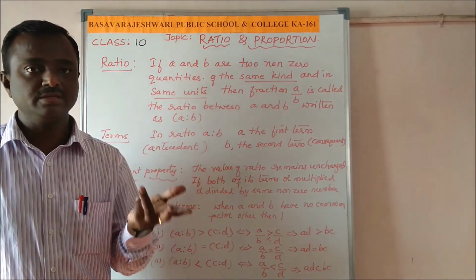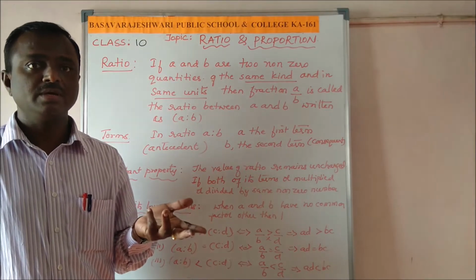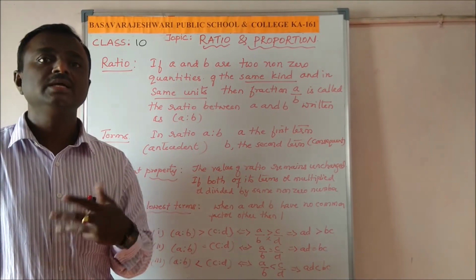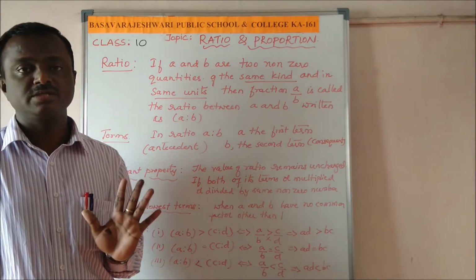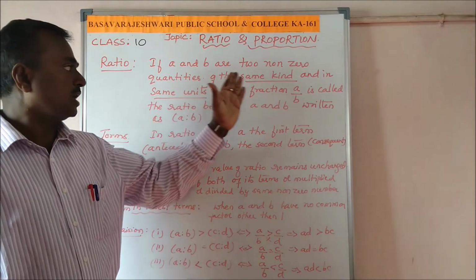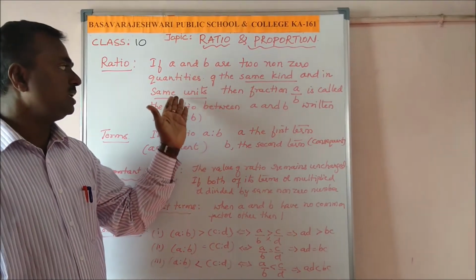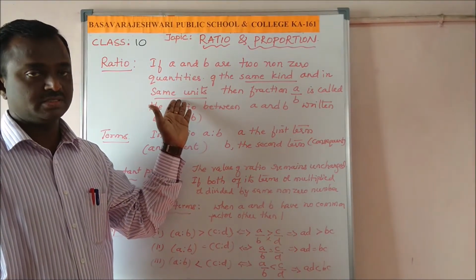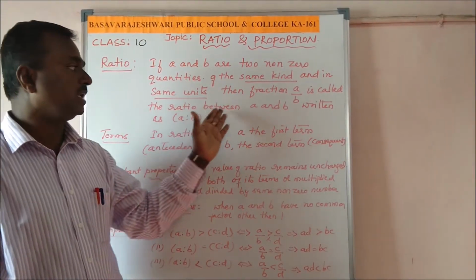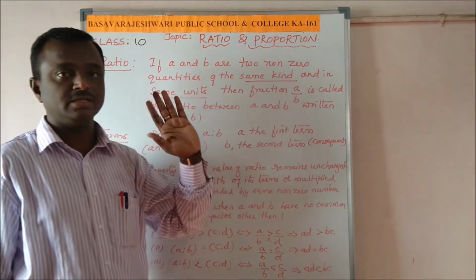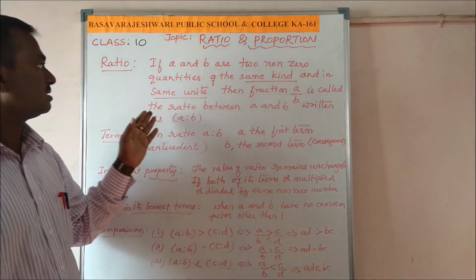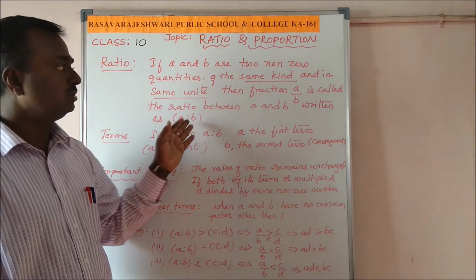Maybe length will be same. Length will be different, units also different. Then you have to make same units. Same units. Okay? Same kind and it should be same units. Then fraction A by B is called the ratio between A and B. It is nothing but a ratio between A and B, written as A is to B.